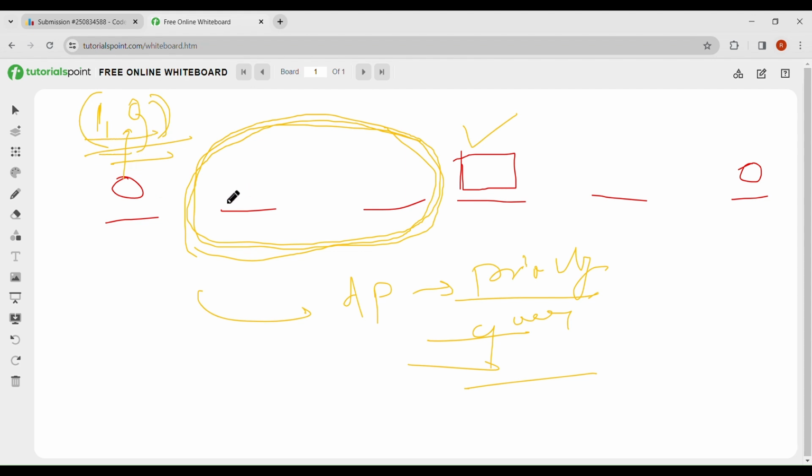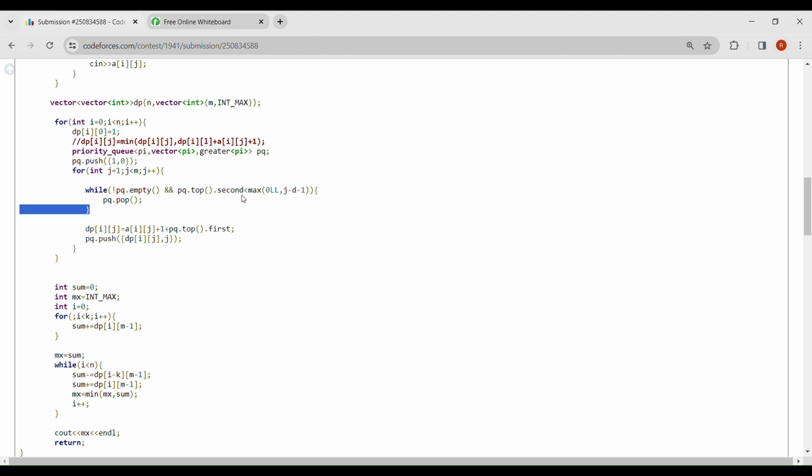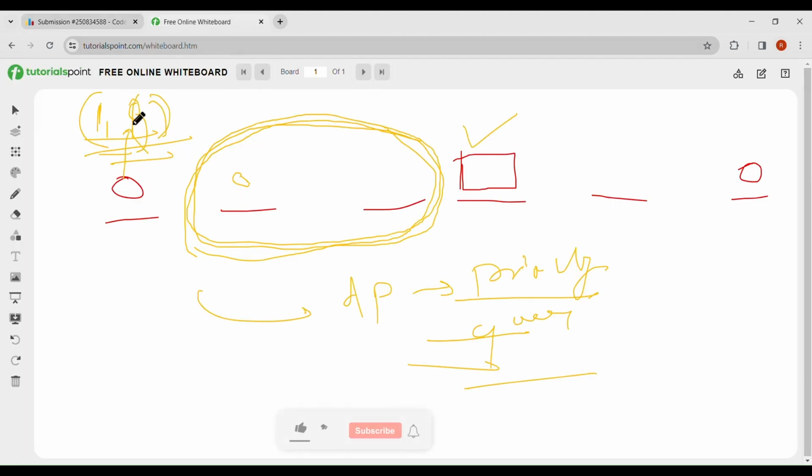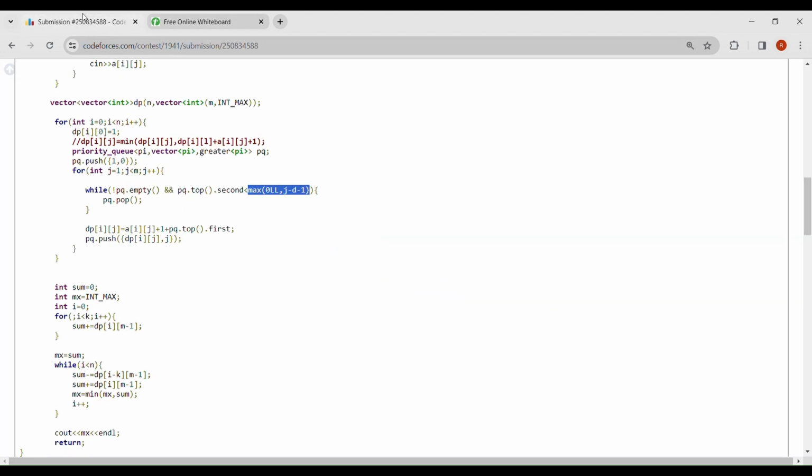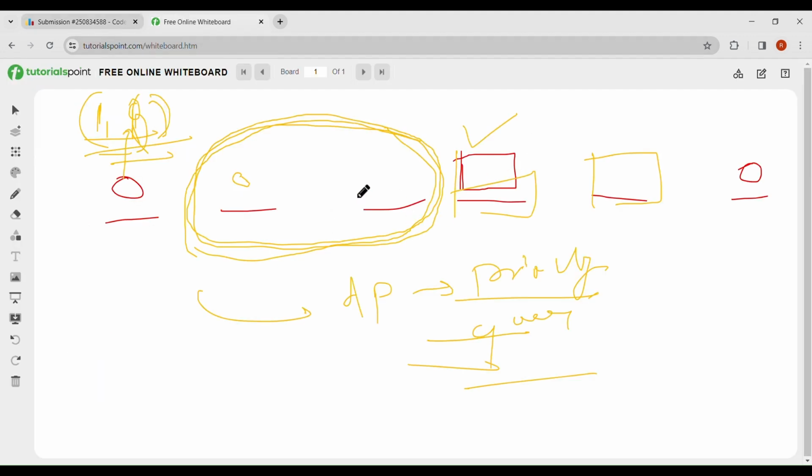For this one I am checking whether it is in the range of D, like the previous D. If it is not in the range, we will pop that value, because if it is not in the range for this index, it will not be in the range for the next element also. So I am popping all the elements which are not required, and after performing this operation, we know the minimum value which we want. So we will add that value in our dp.